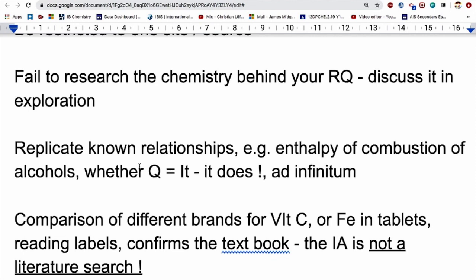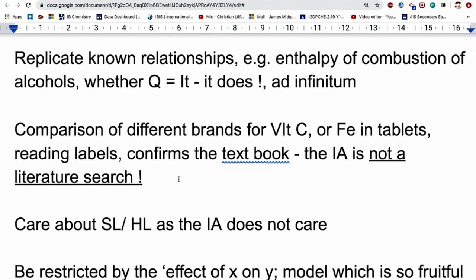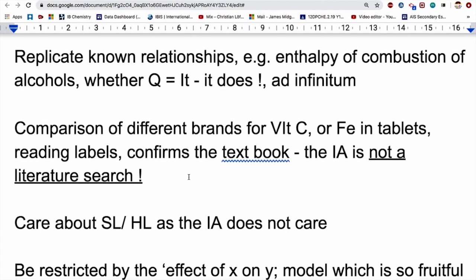Known relationships: Q equals IT, it does, we know that. F equals MA, c is n over V, the list is endless. This is not a literature search. Okay, the IA and the EE are different beasties. You could look at lots of different labels and look at the amount of iron in the tablets, or you could look at the vitamin C on different company websites in different things. That's not what we're after. That's the beginnings of not a very good extended essay. That's not an internal assessment.